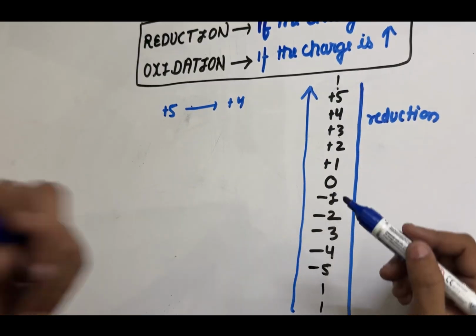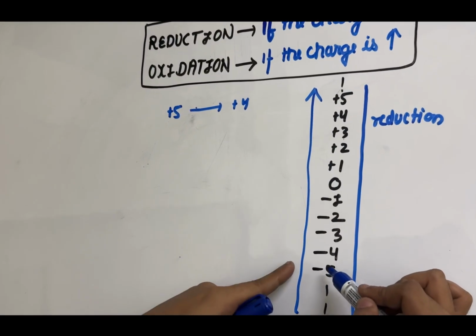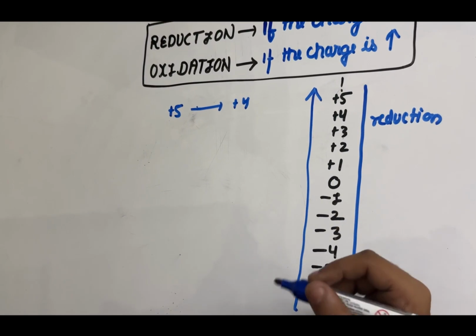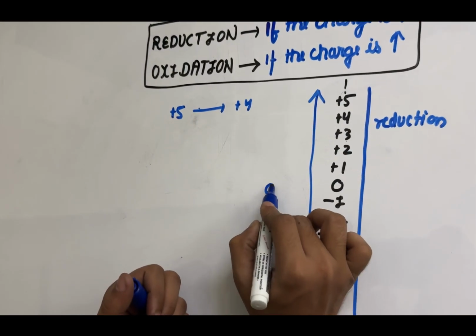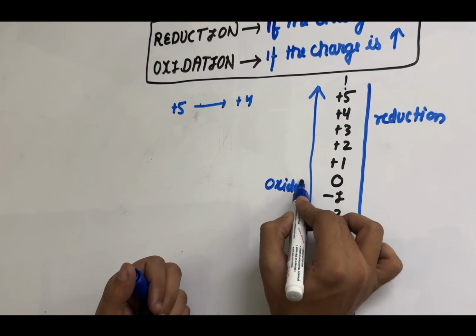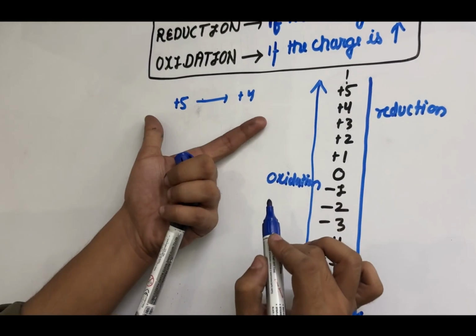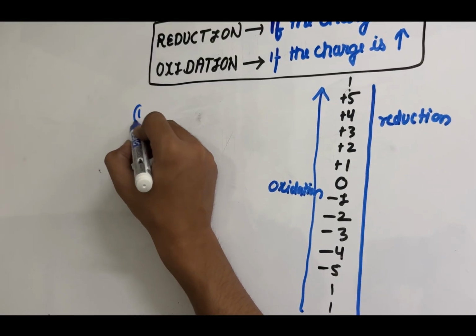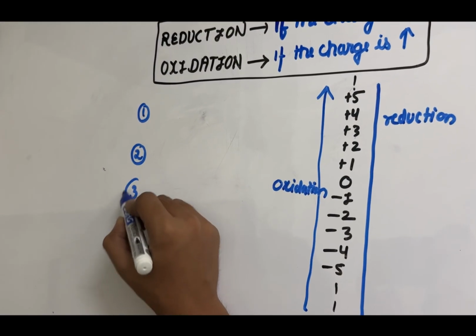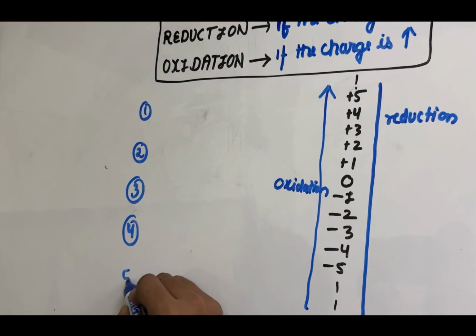If the value is going from minus 5 or the biggest number to the positive side, then it is always oxidation. Now let's try to understand with some examples. So if I say 1, 2, 3, 4, 5.